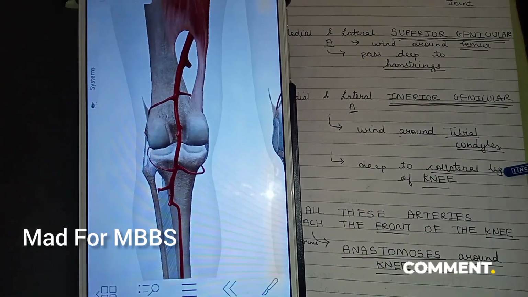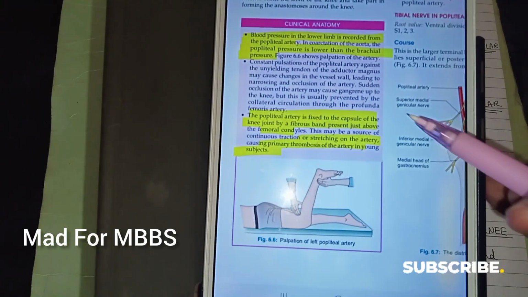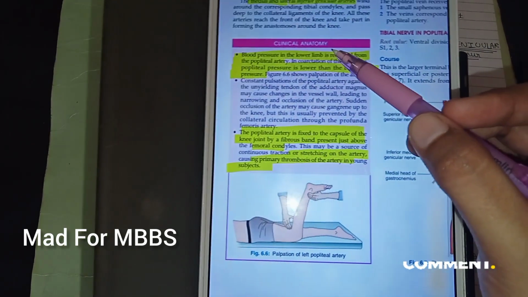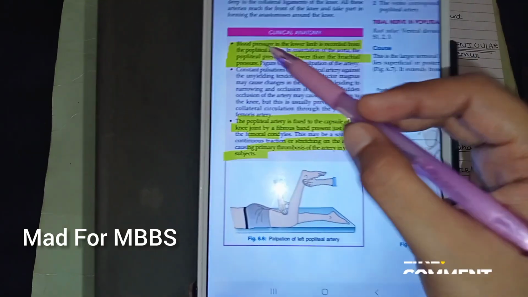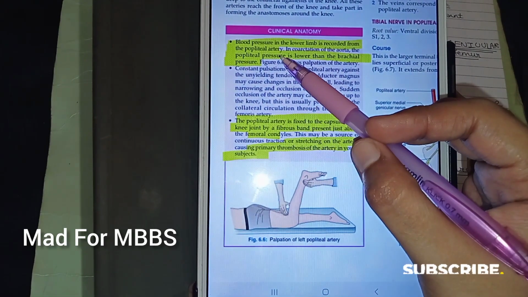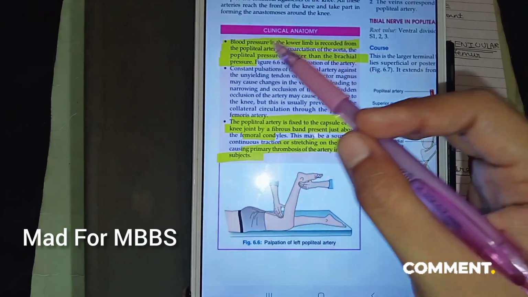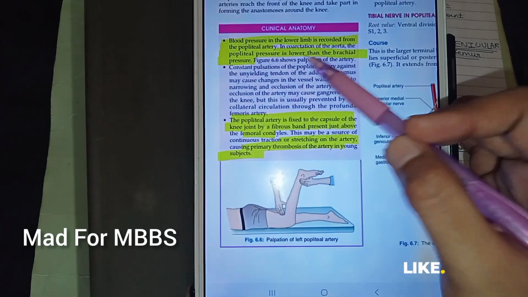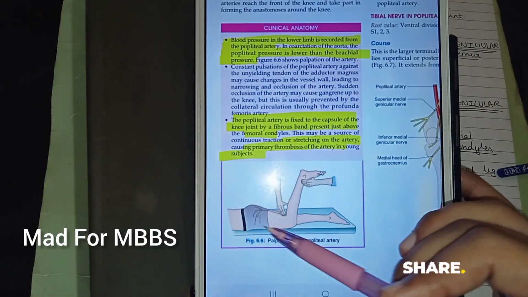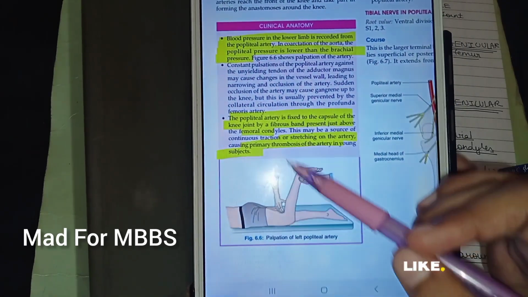So now we'll talk about its clinical part. Clinical part of the popliteal artery. So, blood pressure in the lower limb is recorded from the popliteal artery. In coarctation of the aorta, the popliteal pressure is lower than the brachial pressure. So over here, palpation of the left popliteal artery is being done.